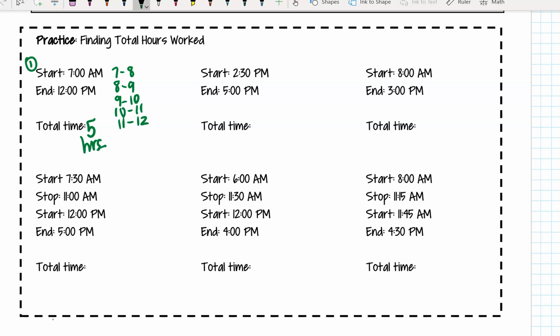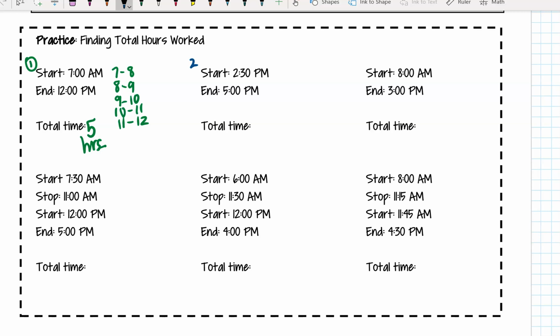So if you need to, I do this all the time, no joke, and this is what I do. 7 to 8, 8 to 9, 9 to 10, 10 to 11, 11 to 12. Use your fingers, okay? I'm telling you, there's no shame. I do it, and I teach this. I use my fingers just to make sure. Count with your fingers.